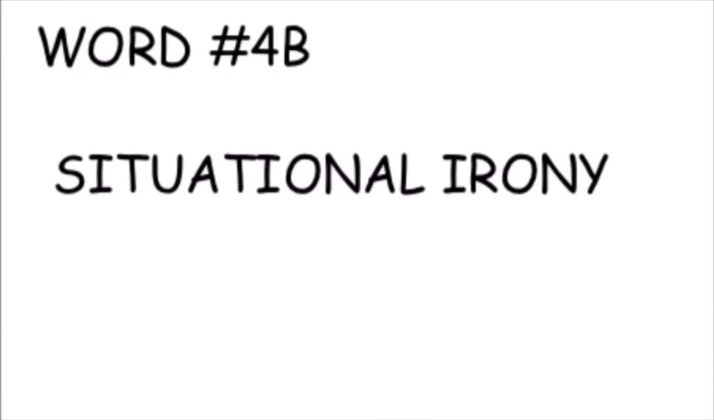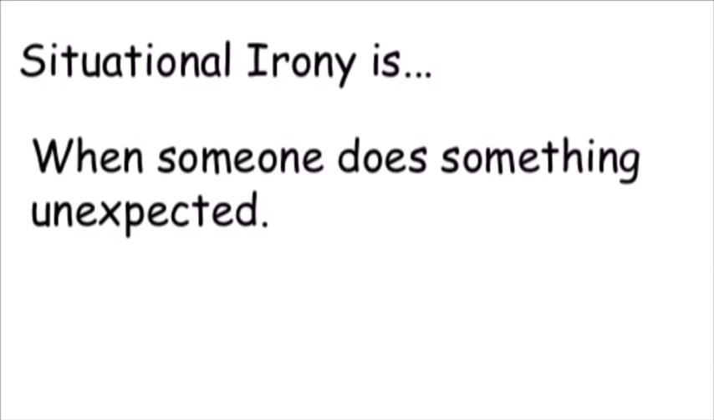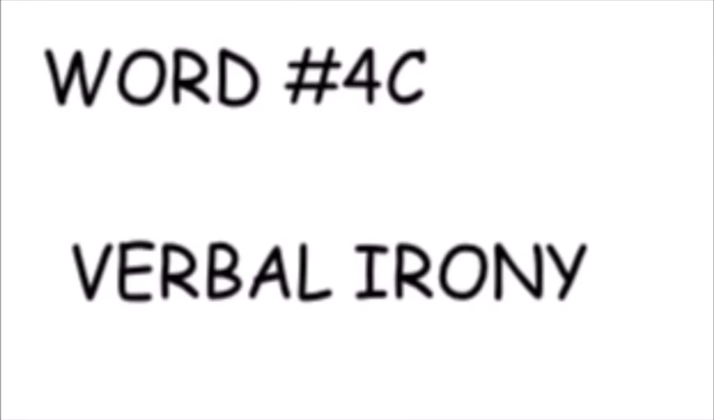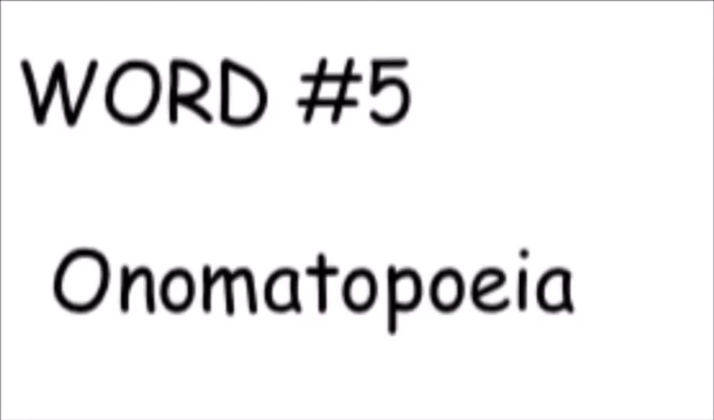Okay, so the next kind of irony is situational irony. What situational irony is, it's when something happens that you didn't expect to happen, but it happened anyways. Right, so the next type of irony is verbal irony. Verbal means talking. And what verbal irony is, it's pretty much sarcasm. Yeah, it's sarcasm.